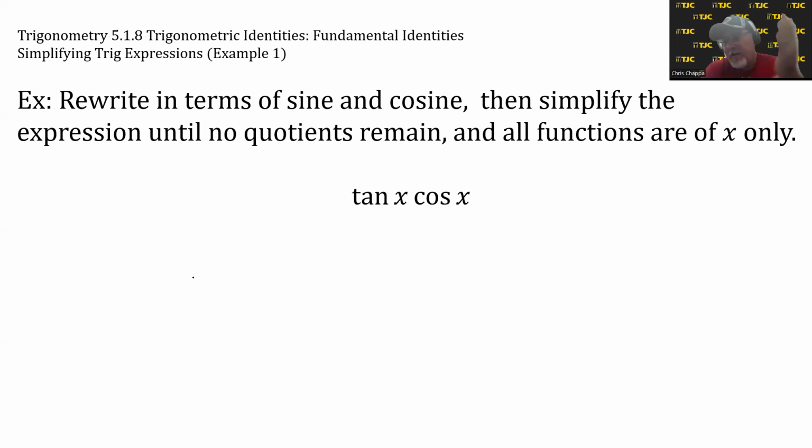All right, so now what we're on is the verge of the next section, which is verifying trig identities. But in order to do that, you have to be able to simplify trigonometric expressions. For example, here we have tangent x cosine x, and we're going to simplify it as much as possible. The instructions are rather verbose.